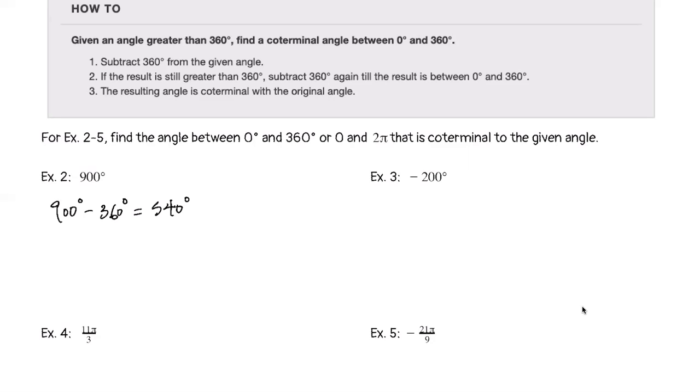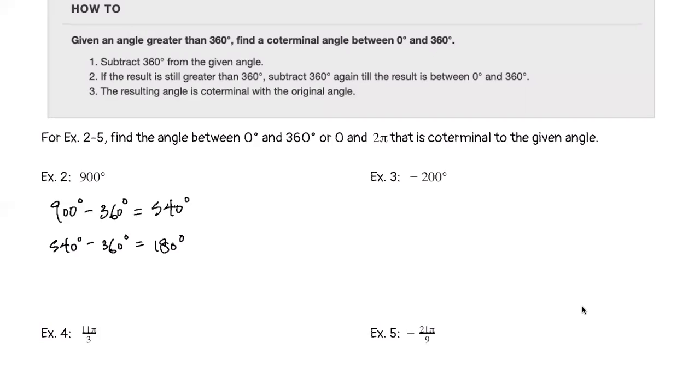Do I need to subtract 360 again? Or am I done? Yeah, I need to keep going because the directions say if the result is greater than 360, subtract it again. So now I'm going to do 540 minus 360. And what does that give us? 180 degrees, is that right? Did I do that right? Yeah. Yeah, it's 180, okay? Am I done? Yeah, because my answer is between 0 and 360.